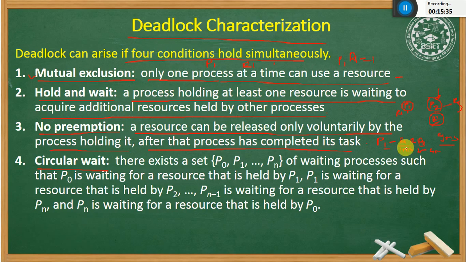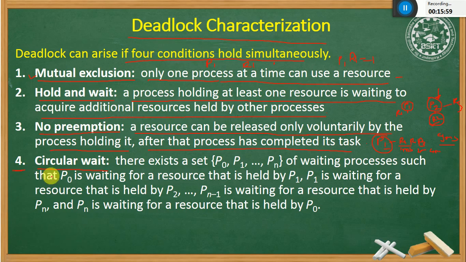So unwantedly R1 is held by P1 until completion of its task, because R1 cannot be released. So that is called non-preemption. R1, R2 and R3 are released after the successful completion of P1. So that is called non-preemption. That will lead to the deadlock.